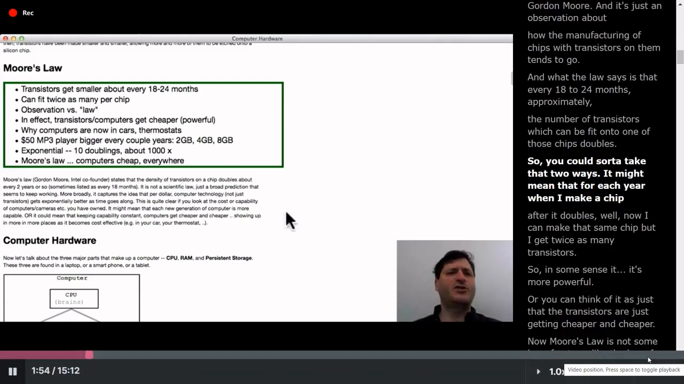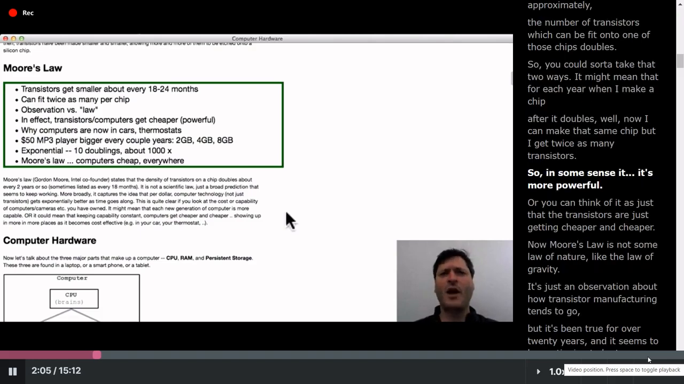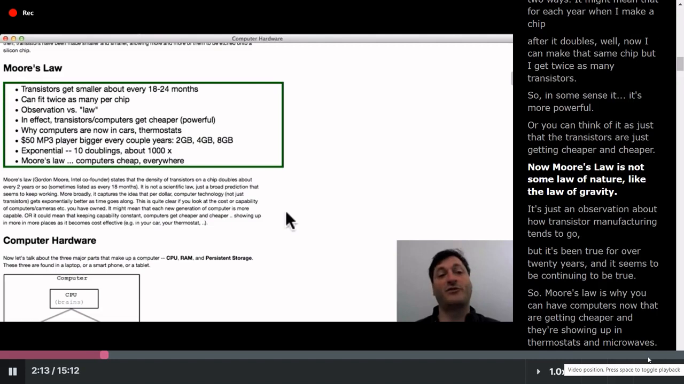So you can sort of take that two ways. It might mean that for each year when I make a chip, after it doubles, well, now I can make that same chip, but I get twice as many transistors, so in some sense it's more powerful. Or you can think of it as just that the transistors are just getting cheaper and cheaper. Now, Moore's law is not some law of nature like the law of gravity.